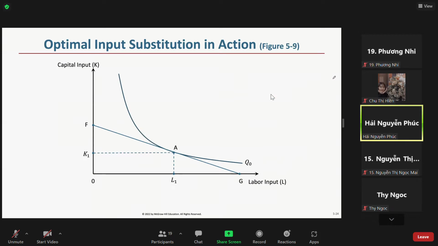Okay, now let's move on. We are going to illustrate the rule on the graph. Here's our graph. Here's our initial optimal bundle of K and L that gives us the cost minimization combination of input, point A. You can see that point A is the tangent point between the isocost and isoquant. It is the initial point of cost minimization.